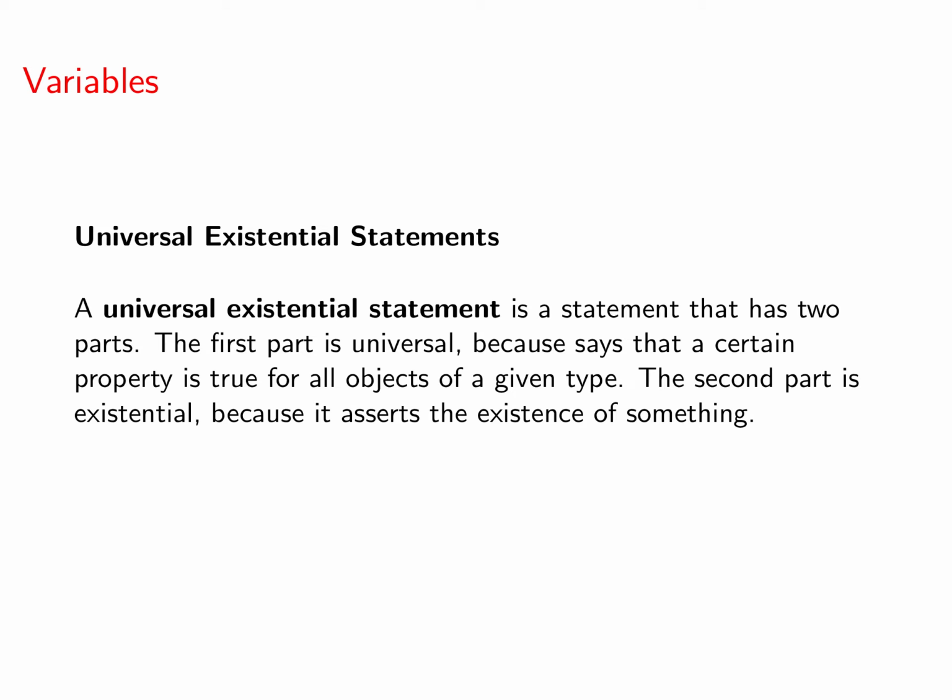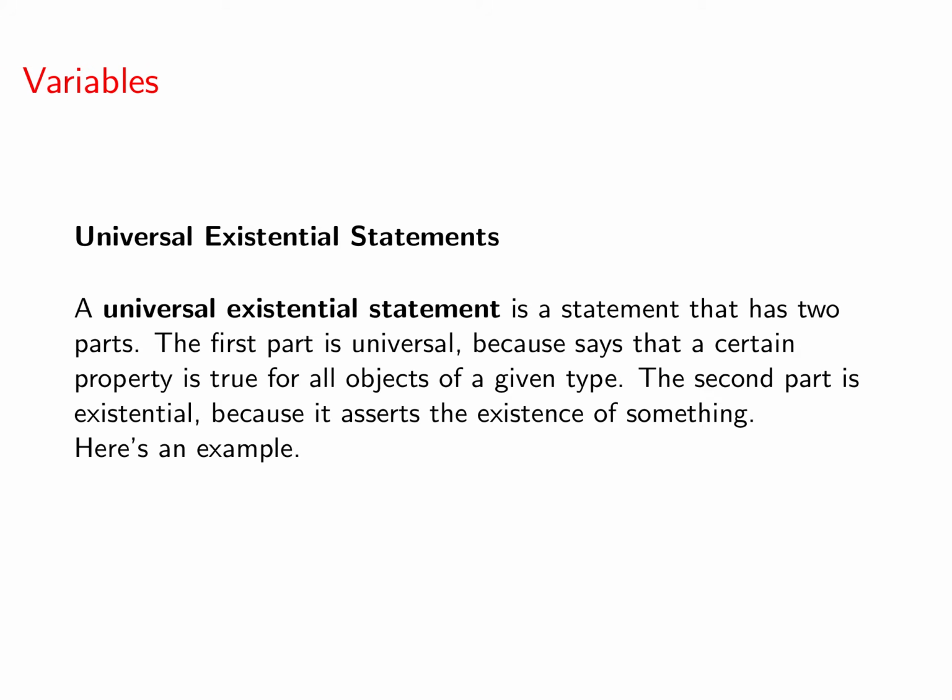Again, we'll combine two concepts into one. So a universal existential statement is a statement that has two parts. The first part is universal. It says that a certain property is true for all objects of a given type. And then the second part is going to be existential. It asserts that something exists.